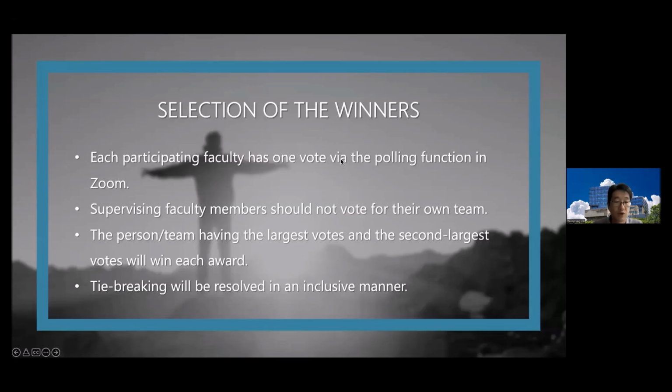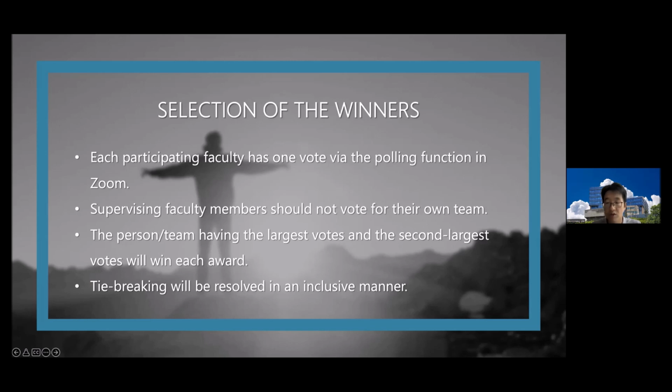Selection of the winners. Each participating faculty has 1 vote via the polling function in the Zoom. So soon you're gonna get the link. And then using that, you can just vote 1, and that will be quick and simple. If you are a faculty member who supervises a team, then you should not vote for your own team, okay? We'll make sure that the average is calculated correctly, all right? And the team having the largest votes and the second largest votes will win each award.